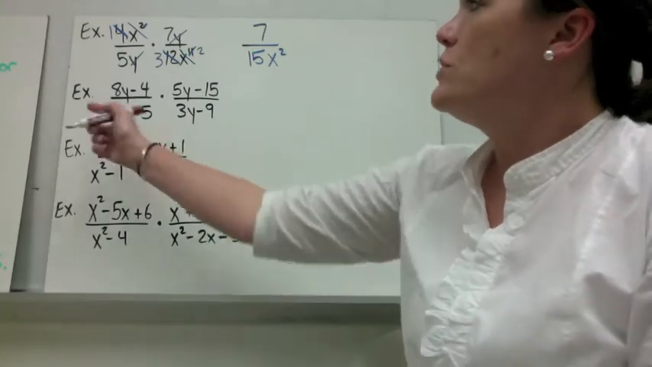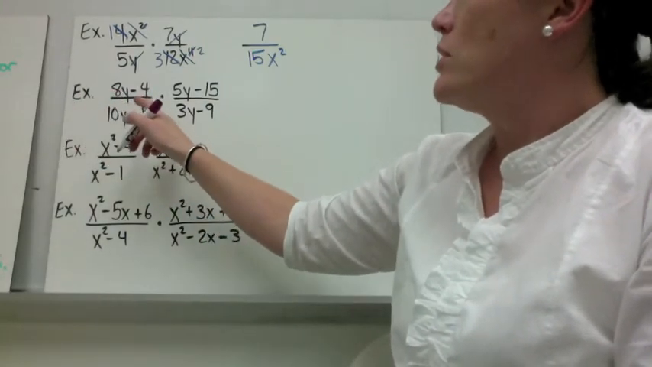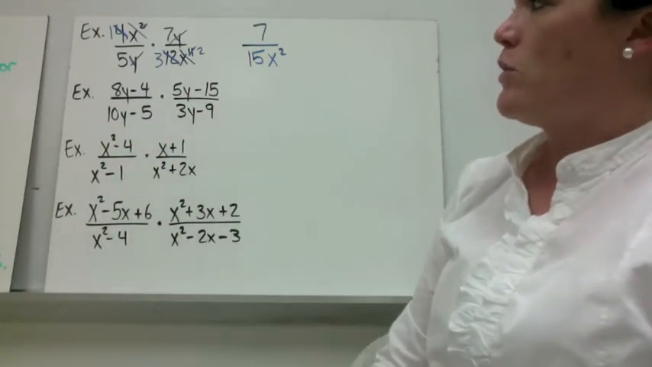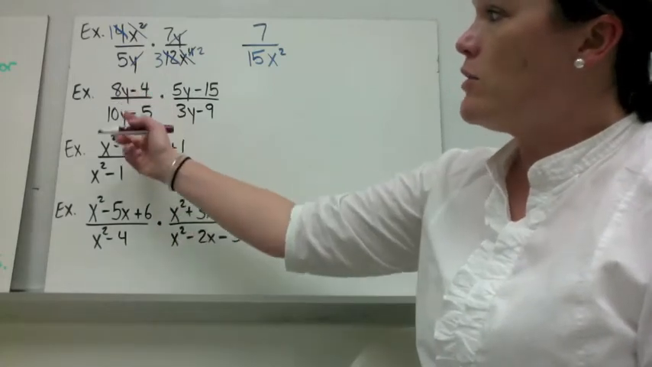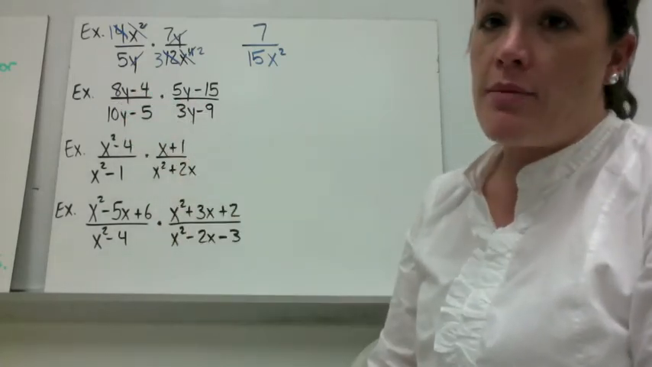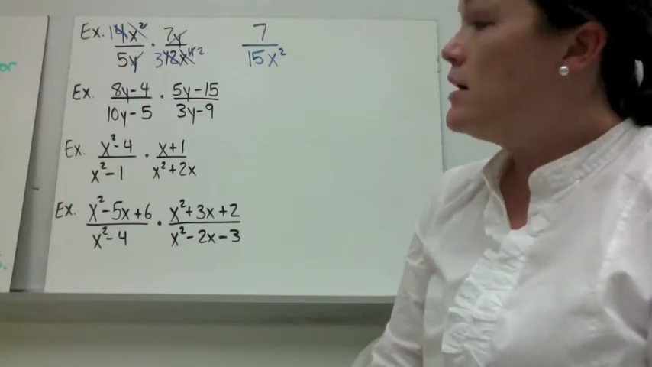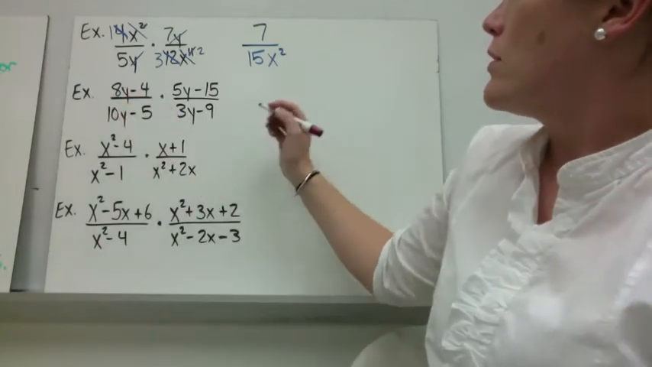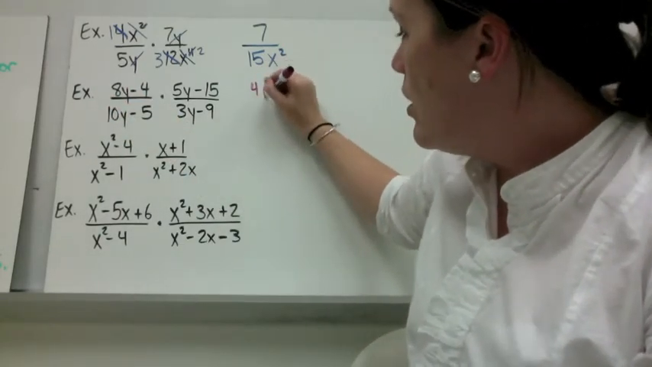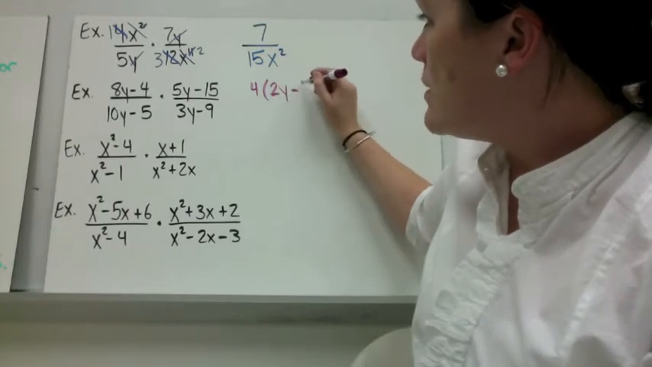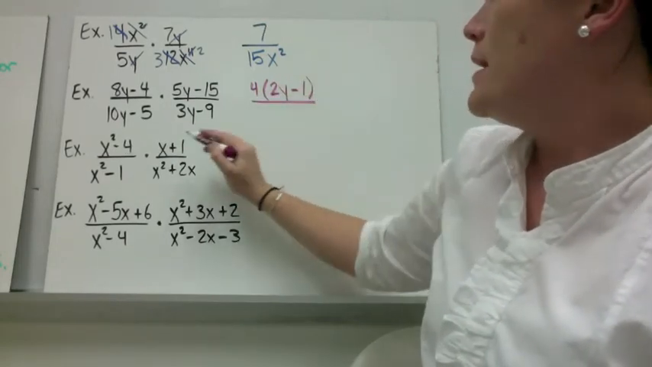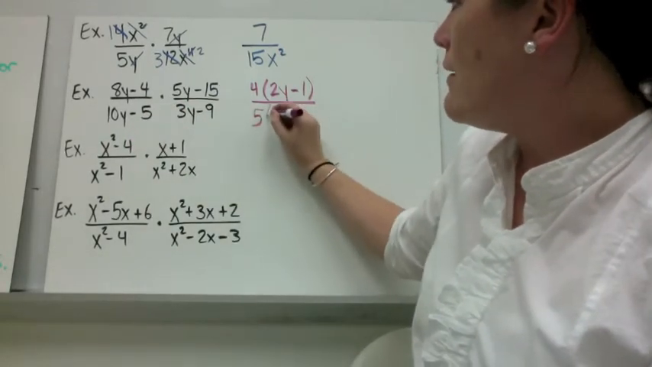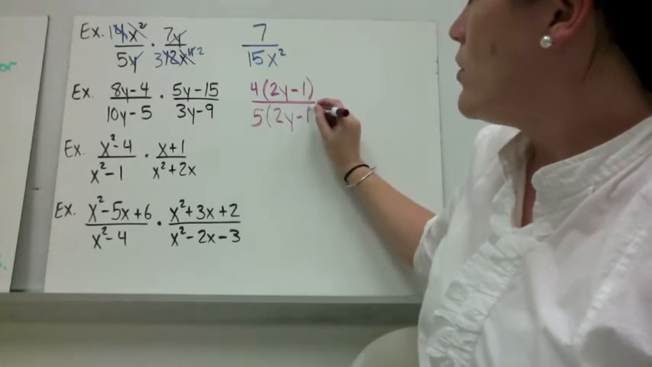Now for example 2, we have 8y minus 4 over 10y minus 5 times 5y minus 15 over 3y minus 9. So these have some binomials that we could probably take out some greatest common factors first and then simplify. Because the way they are right now, none of them are matching. So from 8y minus 4, we could take out a 4, and we would have 2y minus 1 left over. In the denominator, we could take out a 5, and we would have 2y minus 1 left over.